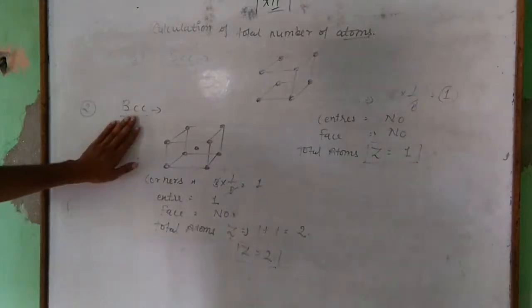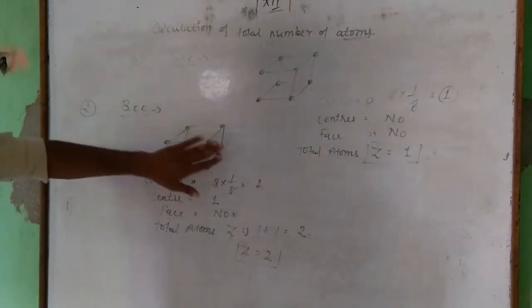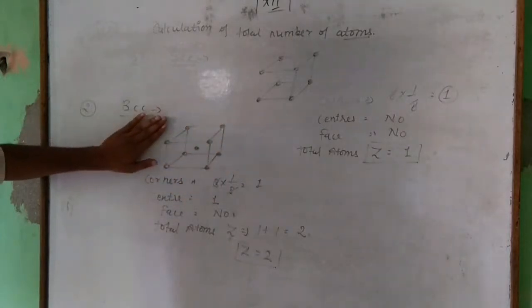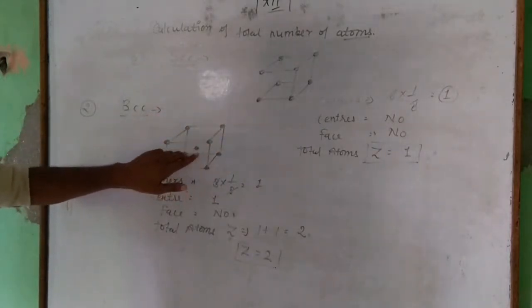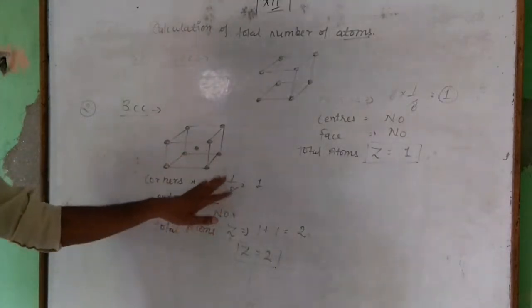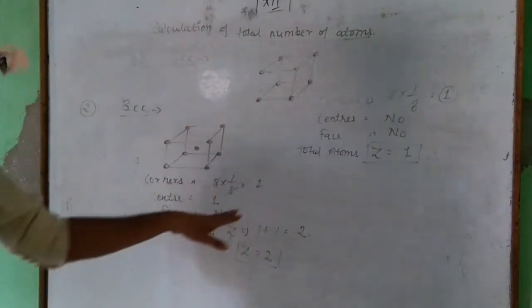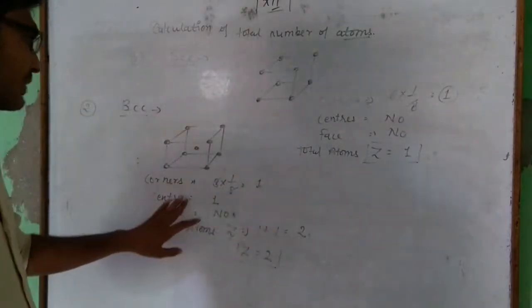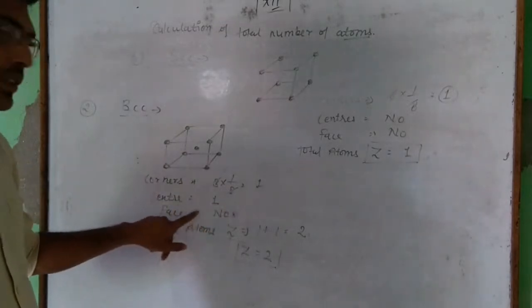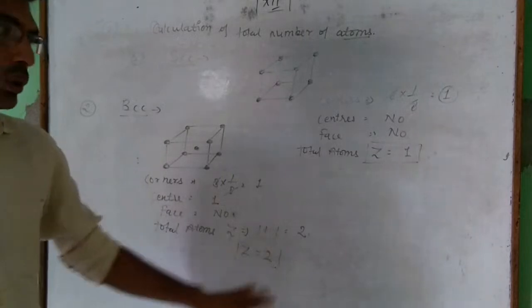How? We have already discussed BCC. There are 8 atoms present at the corners and 1 atom is present in the center. So for the corners, 8 into 1 upon 8, as we did in SCC, gives 1. The center is present, so 1. Face is no. So total atoms 1 plus 1 equals 2.